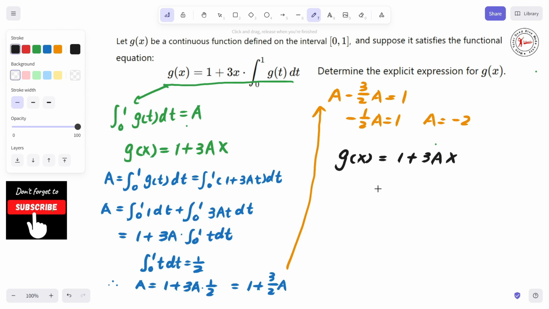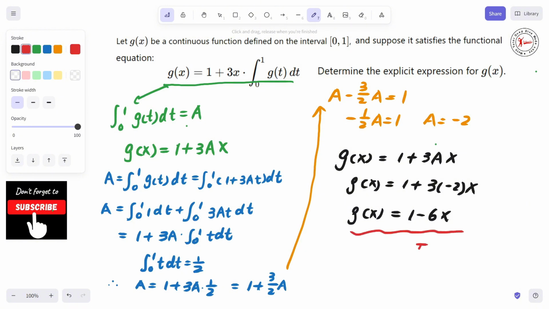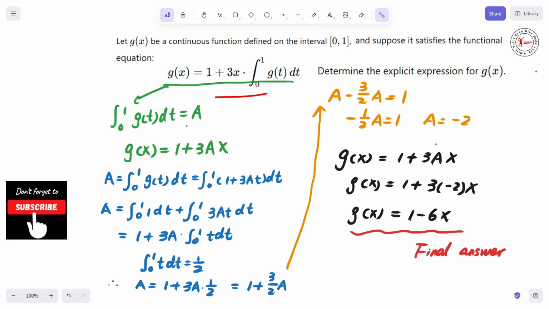Next step is to find the final expression for g of x. Now that we know capital A is negative 2, we plug it back into our expression for g of x. Remember, we had g of x equals 1 plus 3 times capital A times x. That becomes g of x equals 1 plus 3 times negative 2 times x, which simplifies to g of x equals 1 minus 6x. So, our final answer is g of x equals 1 minus 6x.